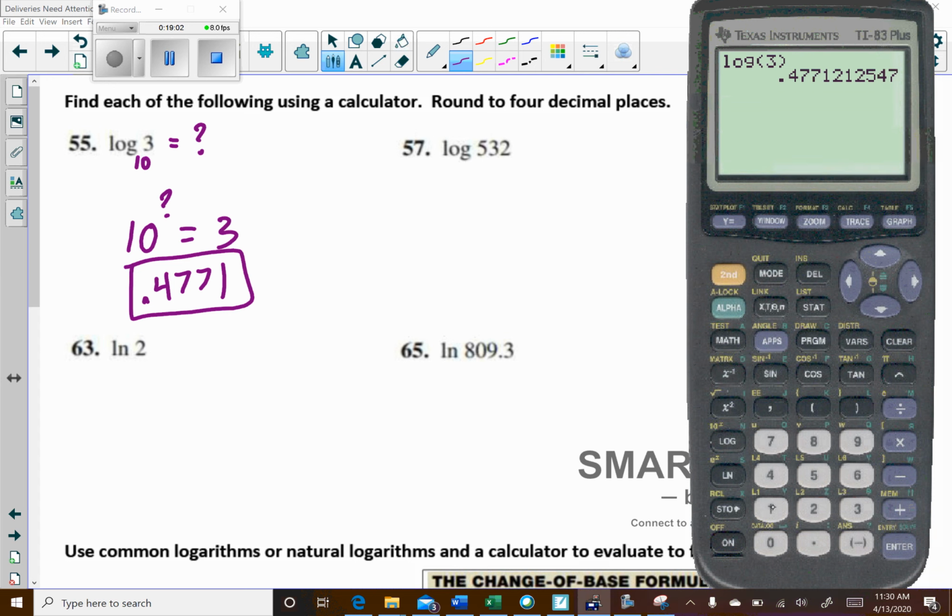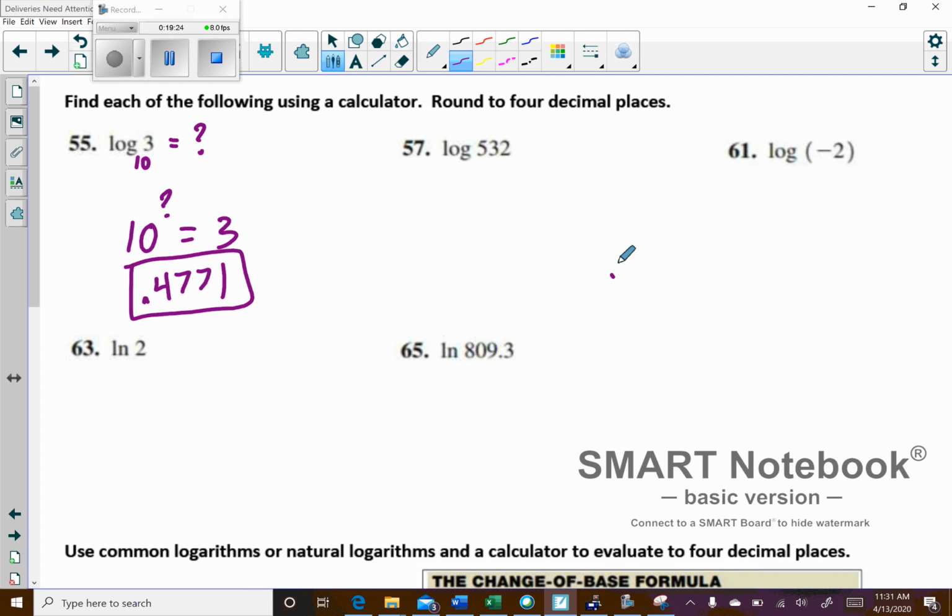So if I take 10 and I raise it to the power of 0.4771. Press enter. Look at that, 2.99985. So very close to 3. Okay, so right now we're just getting estimates. We're not getting exact answers. These are estimated. Okay, so let's try 57.